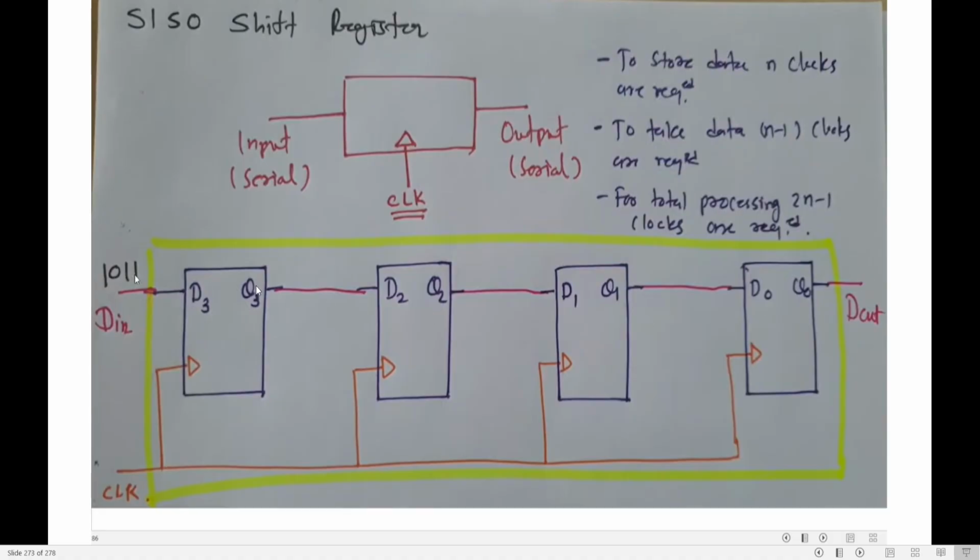How am I doing the connection? Output of one is given as the input of the other, and a common clock is supplied to all the flip-flops.